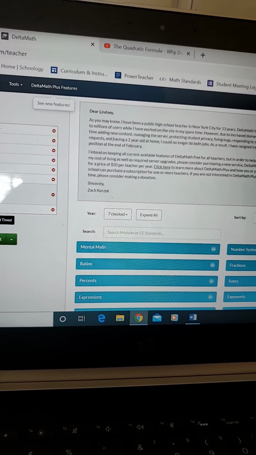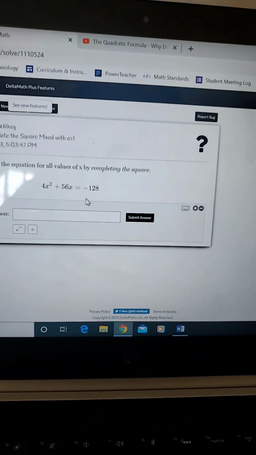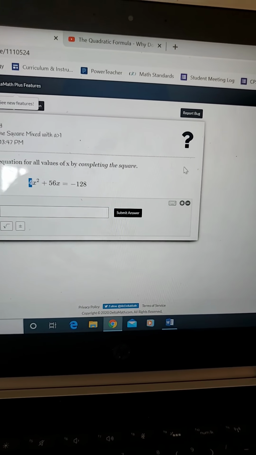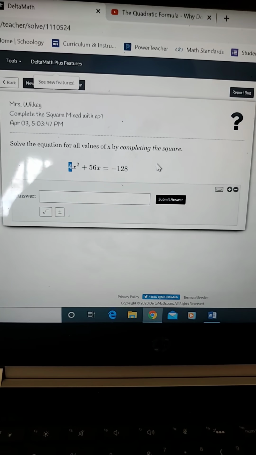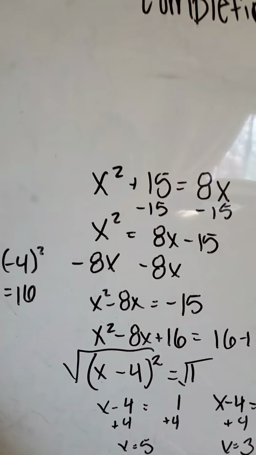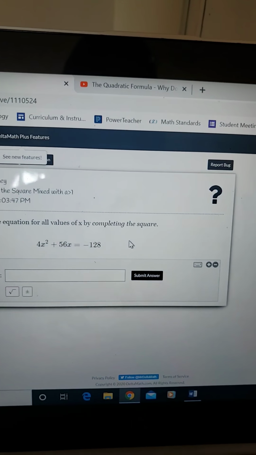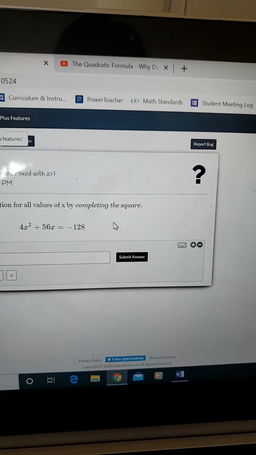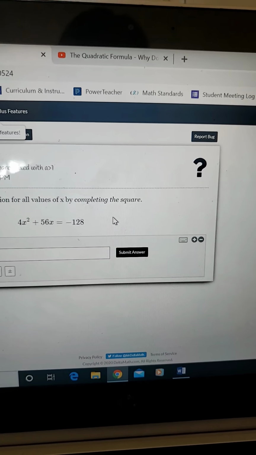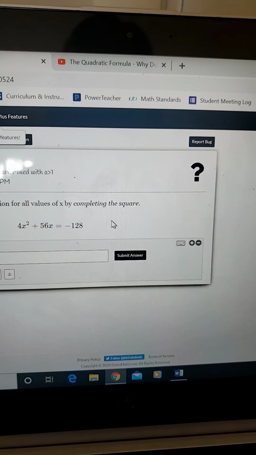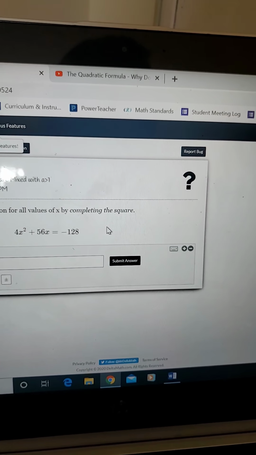Last question. Complete the square where a is greater than 1, because so far we've only dealt with x squared where the coefficient was 1. All right, so we have 4x squared plus 56x equals negative 128.